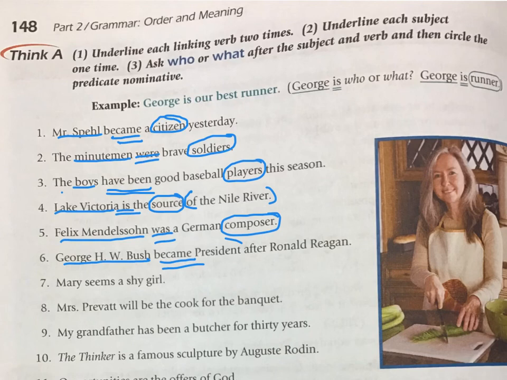And also, let me mention this. You can have compound predicate nominatives. Sometimes you may have more than one predicate nominative. So keep in mind that oftentimes you may see that, and we'll talk more about that. But if you see that in today's lesson, you can circle 2 complements, which would be predicate nominatives, if you see them, just in case you do.